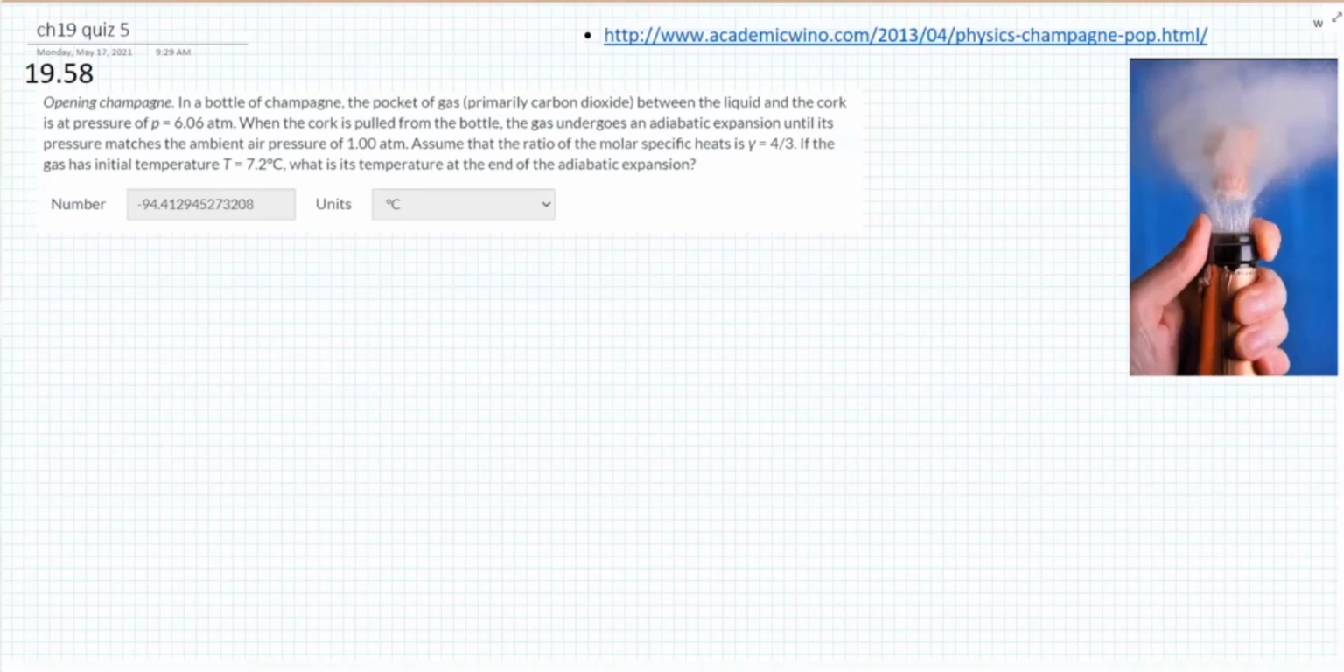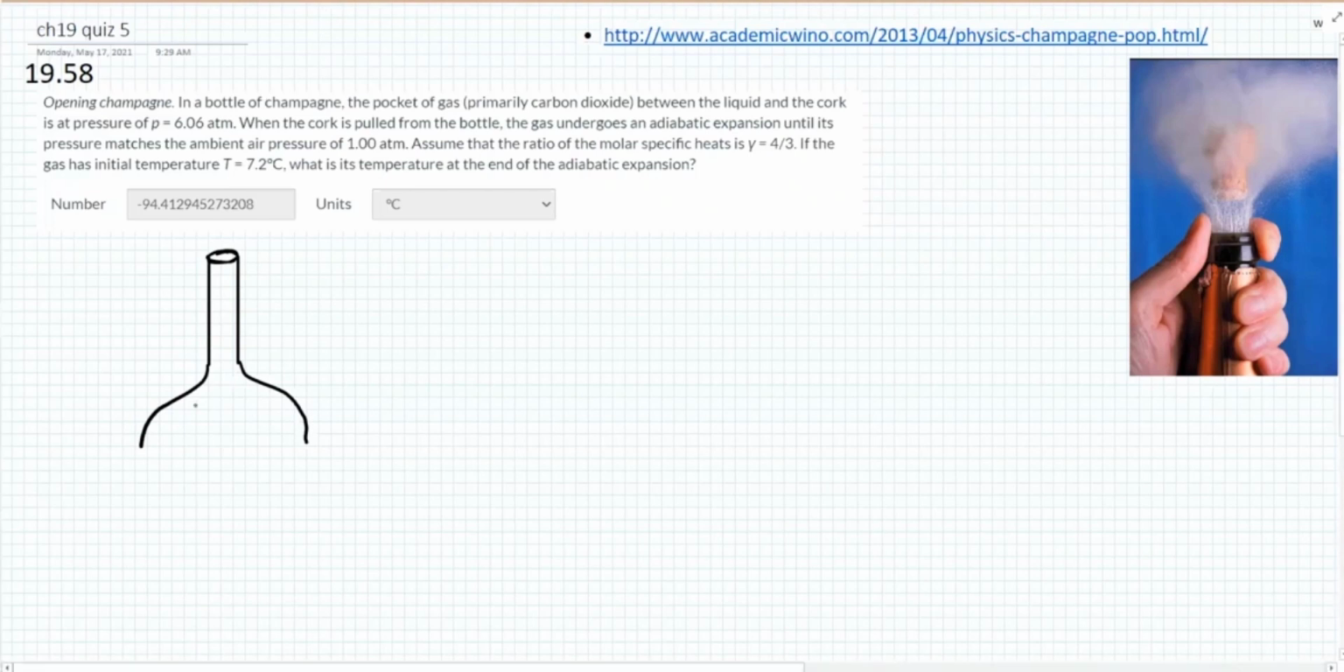Opening champagne. In a bottle of champagne, the pocket of gas, which is primarily CO2. So let's talk about this champagne bottle. I'm going to redraw that champagne bottle. So here's the opening of the champagne bottle. Here's the neck. And so there's the neck of the champagne bottle, and then it tapers into, okay, good enough.